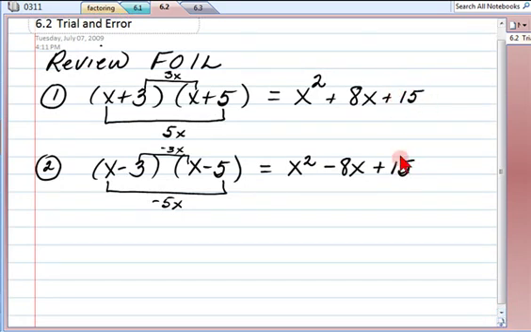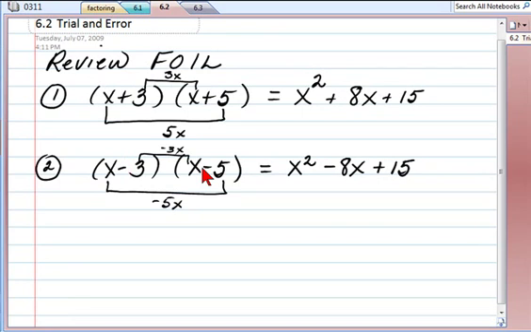So if you take a look at those two, you notice that both of them got as their last terms positive 15. But the first example got a positive 8, and sure enough, both of the signs here were positive. The second one got as its middle term negative 8, and both of the signs were negative. Okay, so I'm just asking you to make some observations.